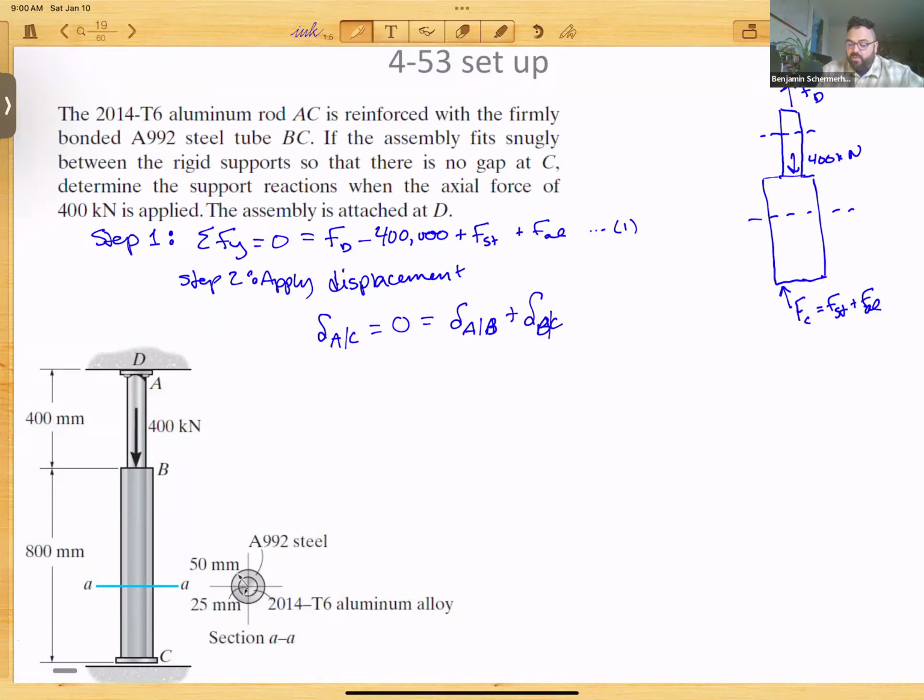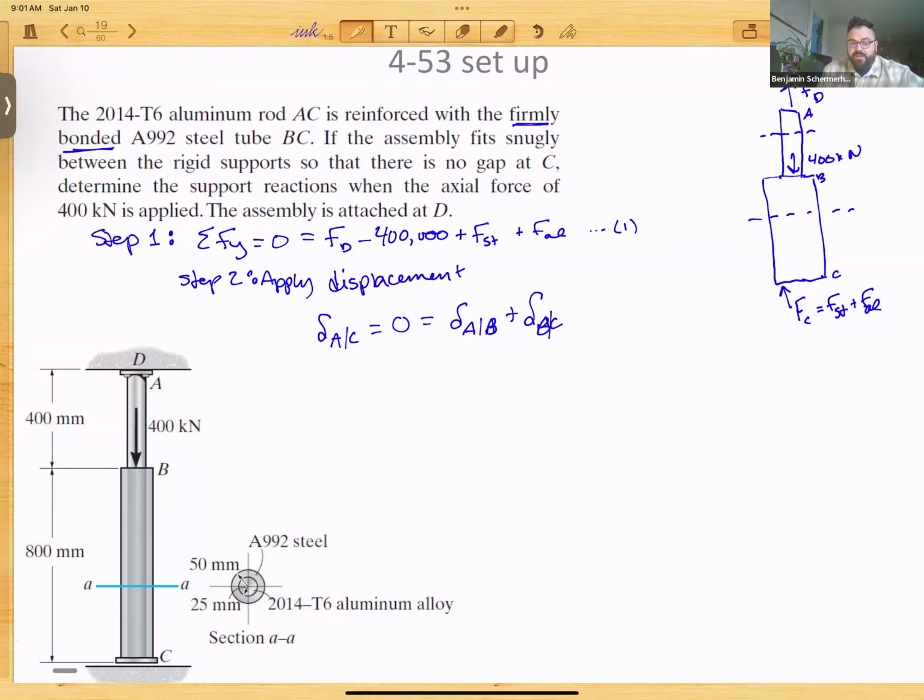And typically we would be able to do that pretty easily, but in this BC region now, we have two different materials, so we need to think about what is going to be going on with that. At the very least, we need another equation because we want to think about the way that those materials are going to behave with each other. And just like in our previous problem, because these are going to be firmly bonded, that gives us our other equation, right?